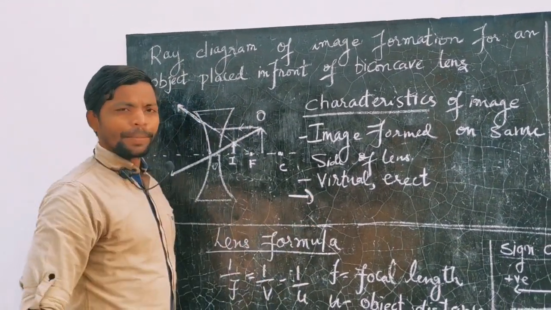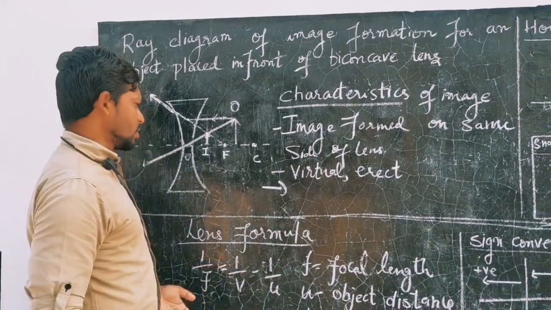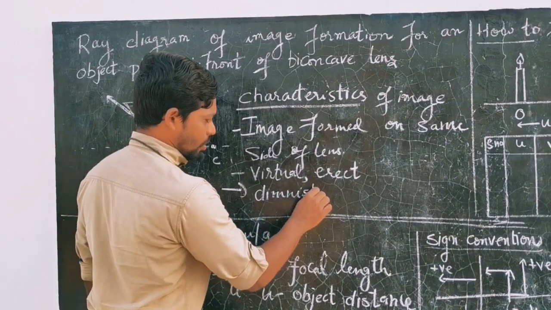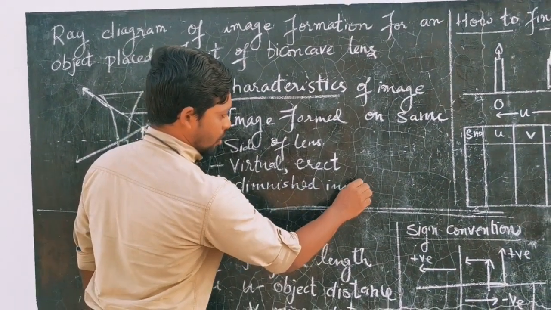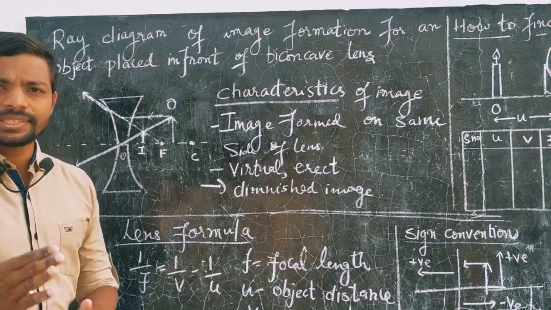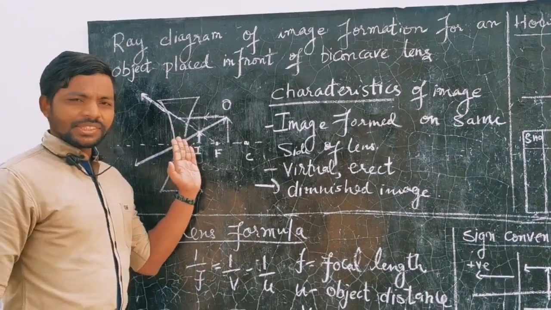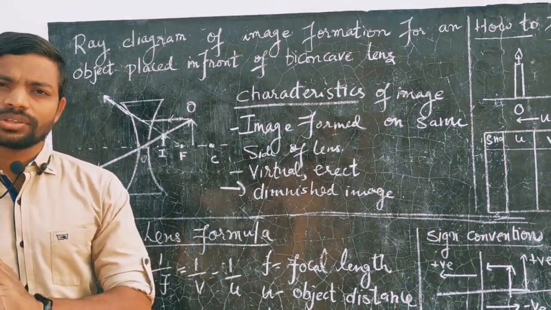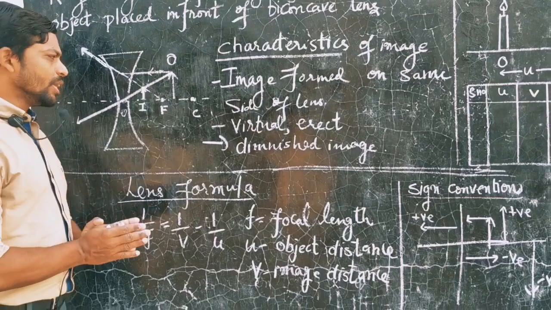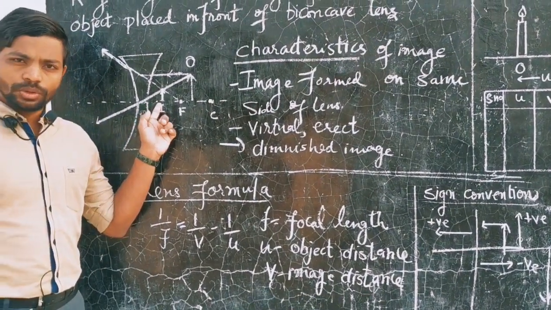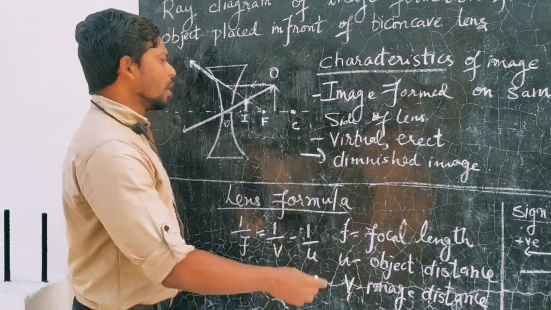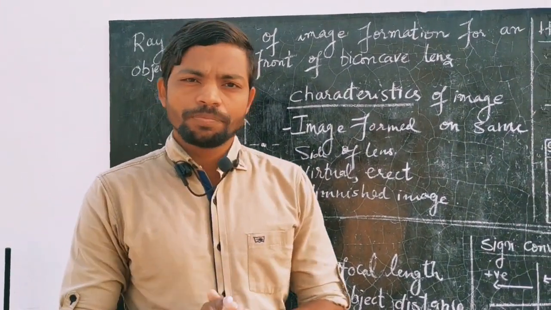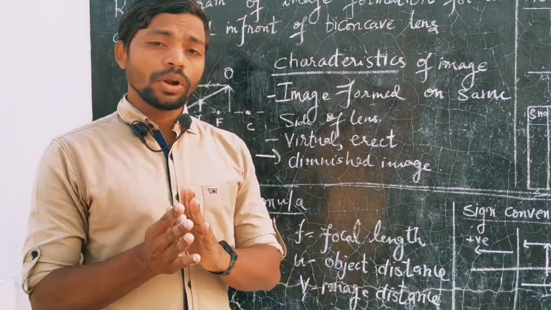What about the magnification? Is it enlarged or diminished? It's very clear it is diminished. Diminished image. So I suggest that if you want to check it anywhere, change the position of the object and try to draw the ray diagrams as per the rules, you would definitely always get a virtual, erect and diminished image. Only the position changes according to the position of the object. This is what the ray diagrams for biconcave lens look like.